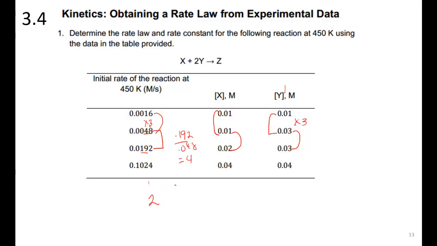So if the concentration is doubling, the question is 2 to the x is equal to 4. What is x? This is what's happening to my concentration. This is what's happening to my rate. Got to figure out what x is, right? So if I'm doubling my concentration and my rate changes by a factor of 4, x must equal 2, and this is going to be x squared.